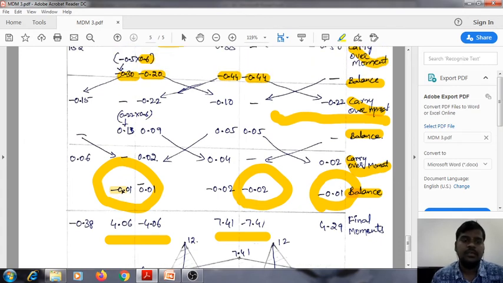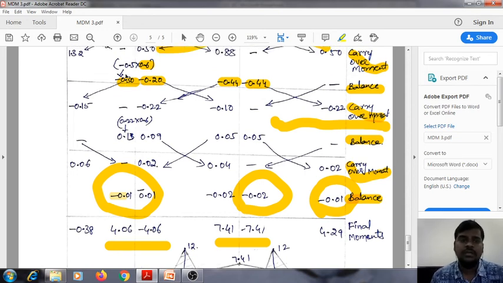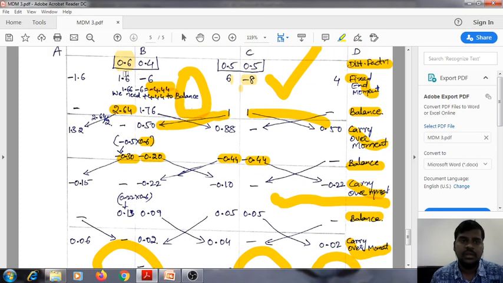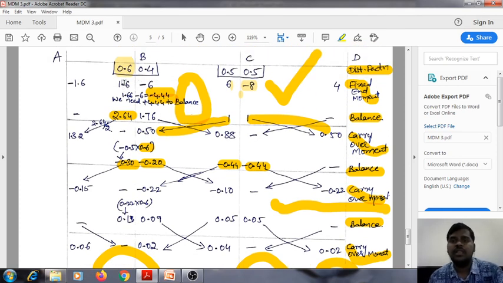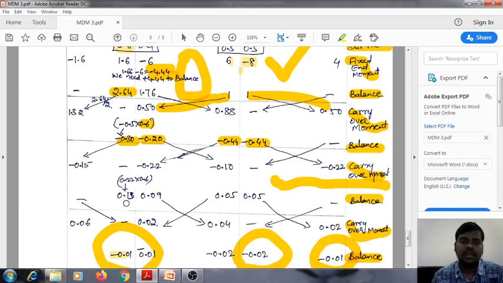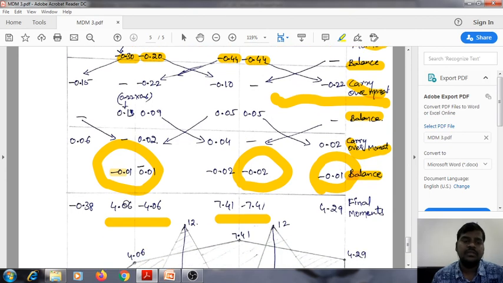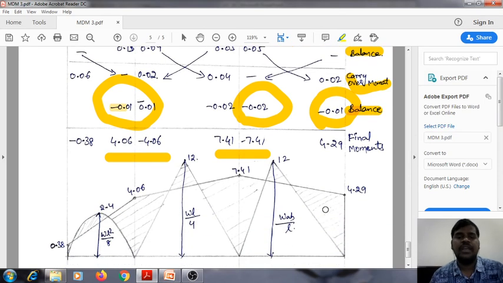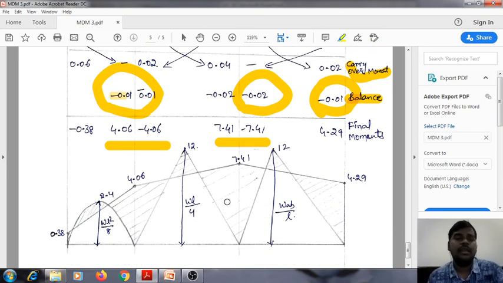We have to add 0.01 here, 0.13 here, and 0.30 here, and 2.64 and also 1.6. If we add all these fixed end moments, carryover moments, and all these moments, we will get 4.06 and minus 4.06. Similarly, this also we will be getting. So this is the final bending moment diagram and fixed end moment diagram. This 0.38 is the final moment, and 4.06 here, and 7.41 at this, and we have 4.29 here.